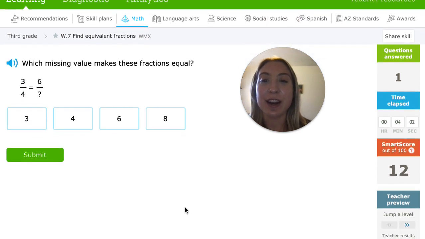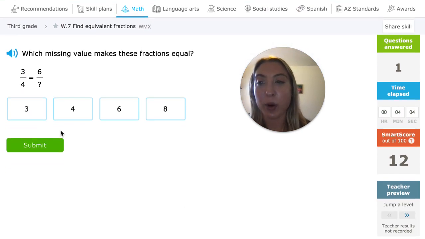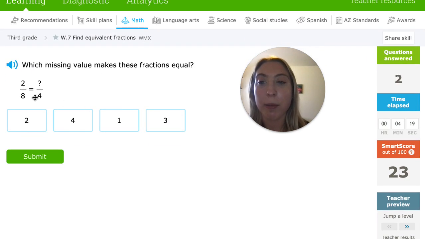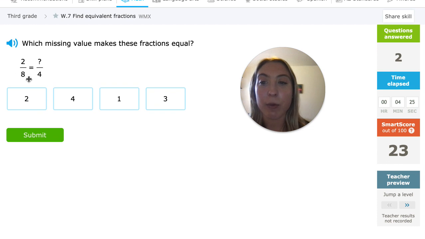So let's try another one as well. But we're going to try one where we're using division. All right, so here we're working from a bigger number going to a smaller number. So now we're going to be using division. So the first thing we want to see is look at what they've given us. They've given us the denominator.